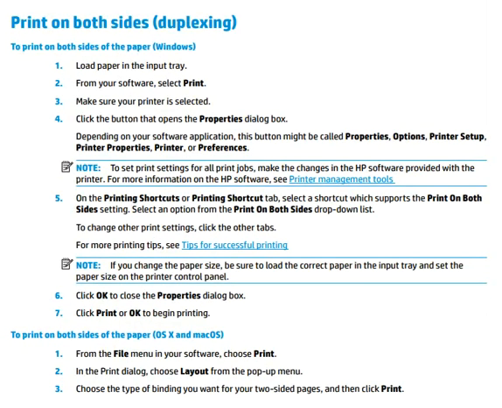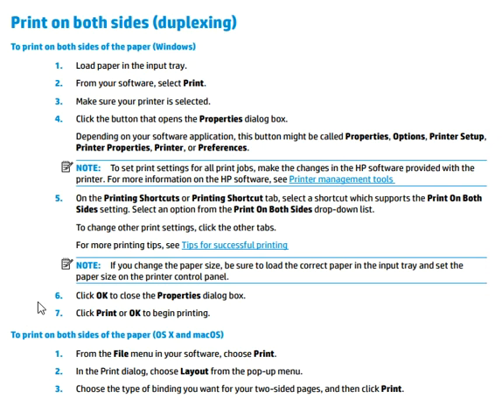Now we will see how to print on both sides, duplexing. To print on both sides of the paper in a Windows device, you need to follow a total of 7 steps. After following, you can print on both sides of the paper in Windows devices.